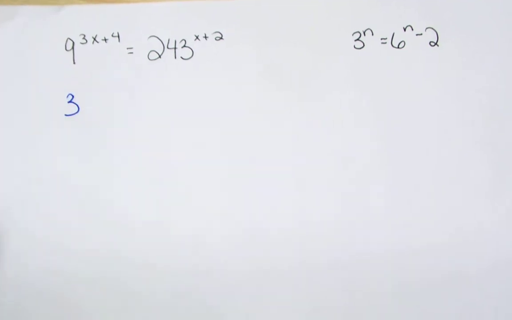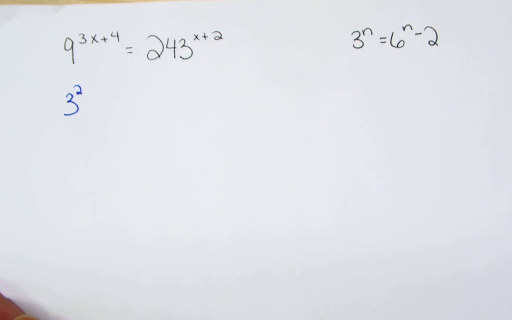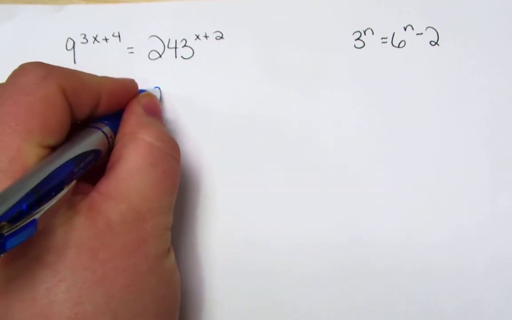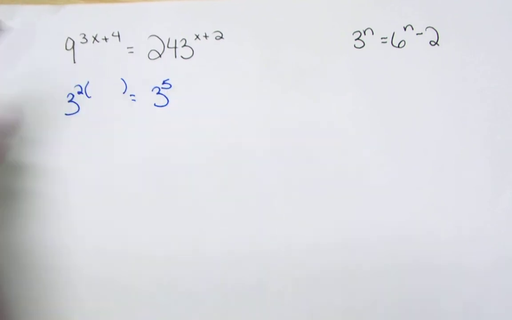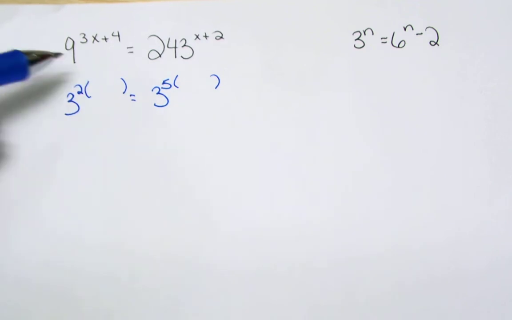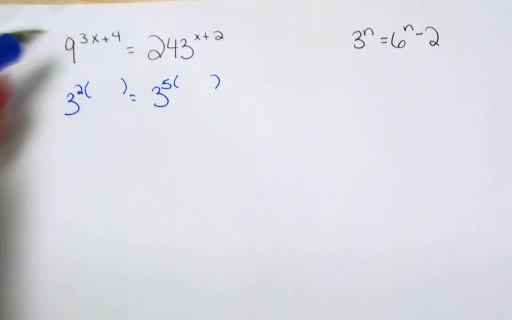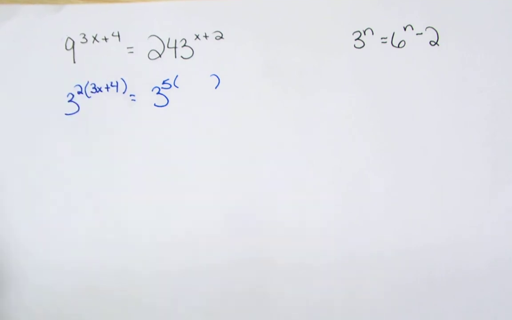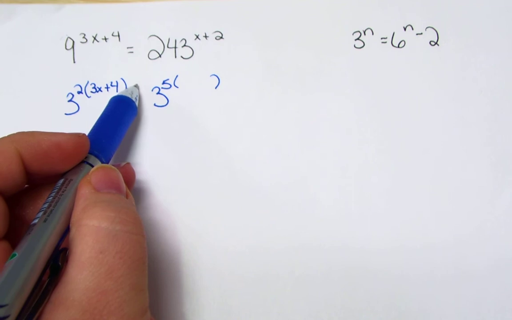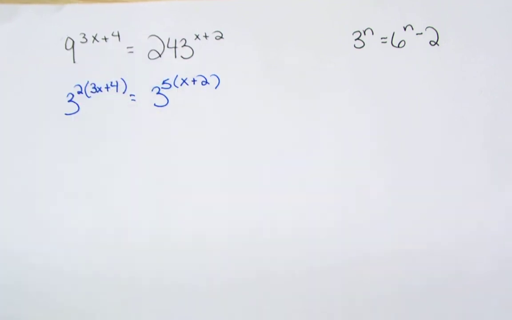9 can be rewritten as 3 to the second power, and 243 can be rewritten as 3 to the fifth power. I rewrote 9 as 3 squared, so the rest of the exponent needs to go inside of parentheses. 243 can be rewritten as 3 to the fifth. The rest of the exponent goes inside of parentheses.